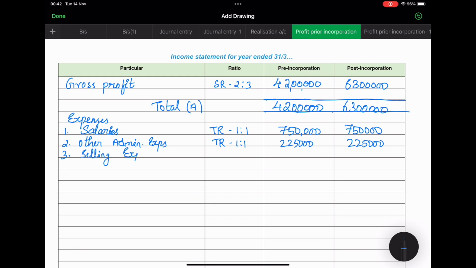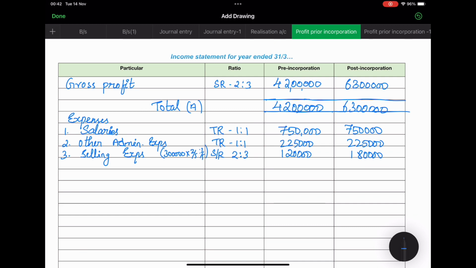Next, selling expenses. As I said, selling expenses depend on the sales ratio, 2 is to 3. So selling expenses 3 lakh into 2 by 5 is 1,20,000 and into 3 by 5 is 1,80,000. Use a calculator, then only you will get to know the things.